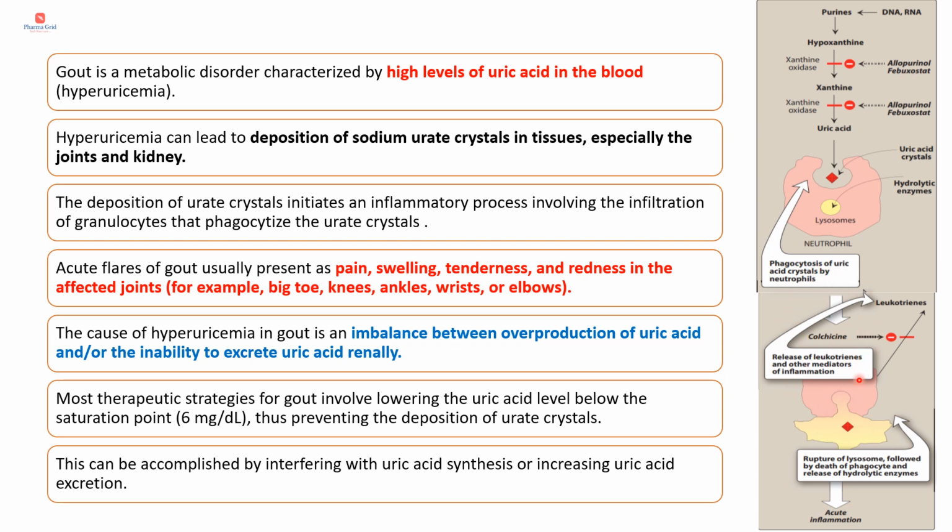After the release of these inflammatory mediators, what will happen? There will be the rupture of lysosomes, which contain hydrolytic enzymes. Once the lysosomes are ruptured, the phagocyte dies, and there will be release of the hydrolytic enzymes. All together this results in acute inflammation. So this is how the pathophysiology of gout happens.